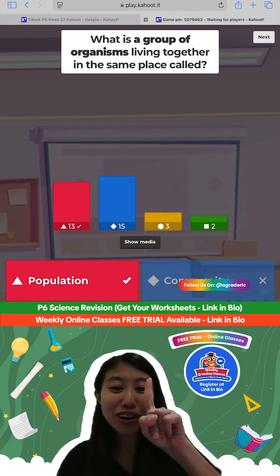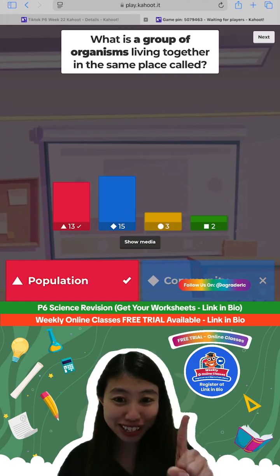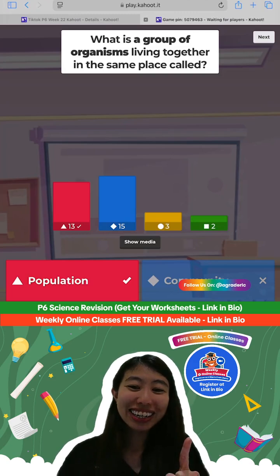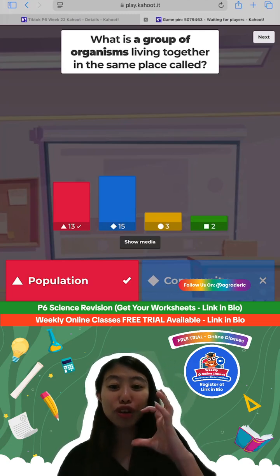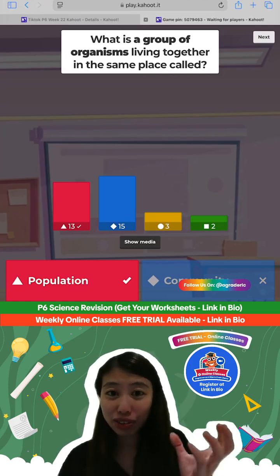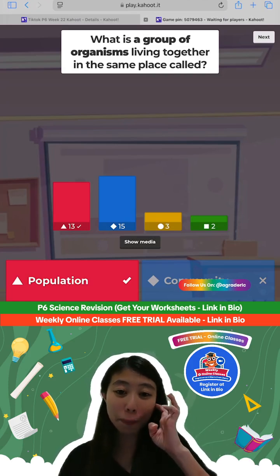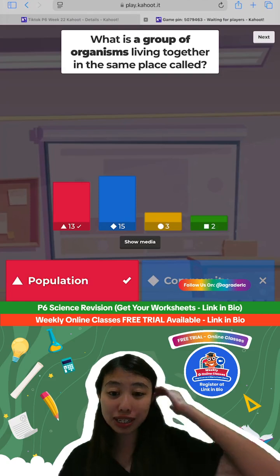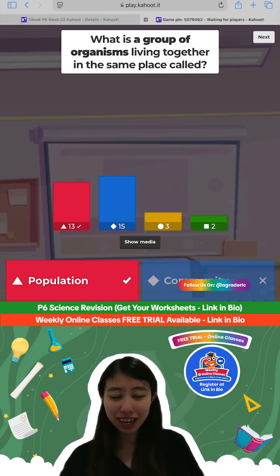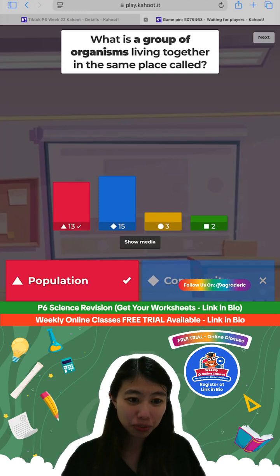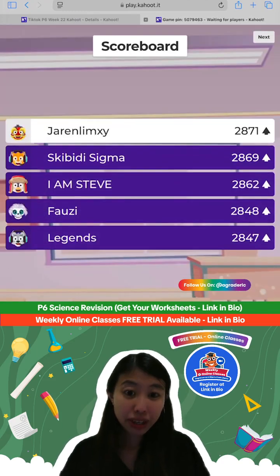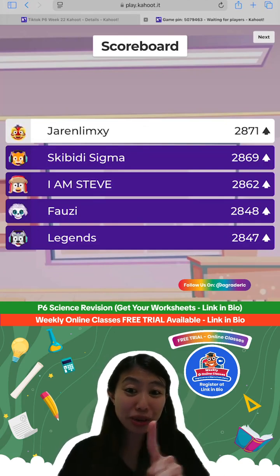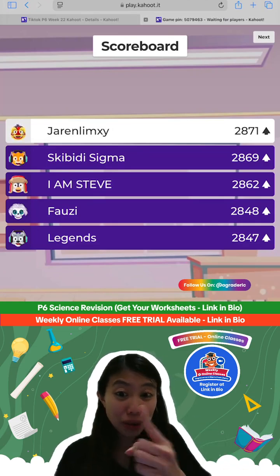One group of organisms, like one group of frogs living together, forms a population. Population is a group of organisms of the same kind living together. One group only, so it's called a population. Many different groups living in the same location is called a community. Okay, I'm gonna move on. They already say one group of organisms. If it's different, it cannot be one group.